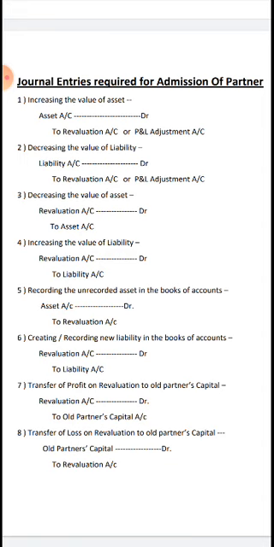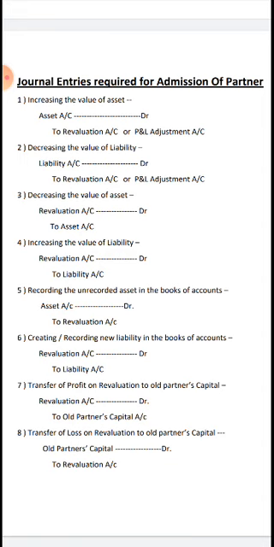Now sixth transaction is creating or recording new liability in books of accounts. Now liability will get increased. A new liability is entered in the books of accounts. Originally a liability has a credit balance and now it is increased due to the unrecorded liability. So obviously liability should get a credit balance and the debit balance goes to revaluation account. So the journal entry is revaluation account debit to liability account.